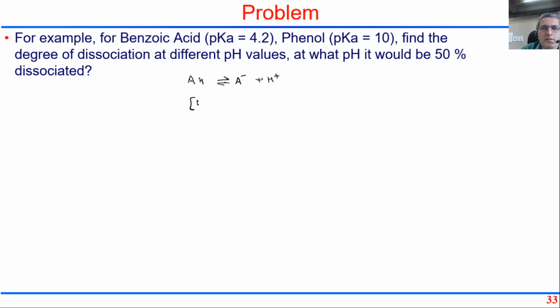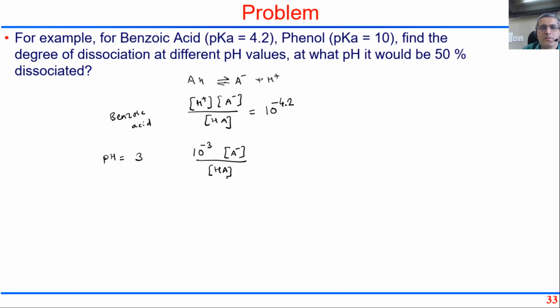So our Ka is the concentration of H plus times the concentration of A minus, divided by HA. For, let's say, benzoic acid, this Ka would now be 10 raised to minus 4.2, isn't it? So if I say pH equal to, let's say, 3, then the H plus ion concentration would be 10 raised to minus 3, times A minus divided by HA. This would be 10 raised to minus 4.2.